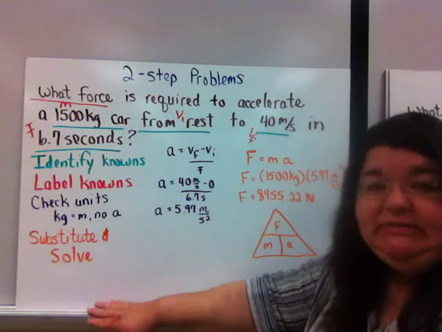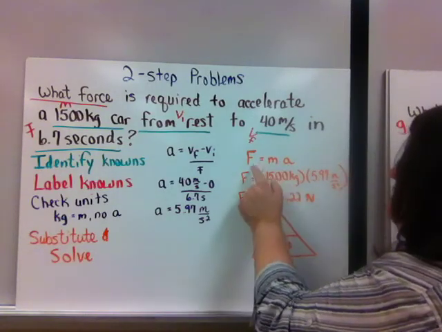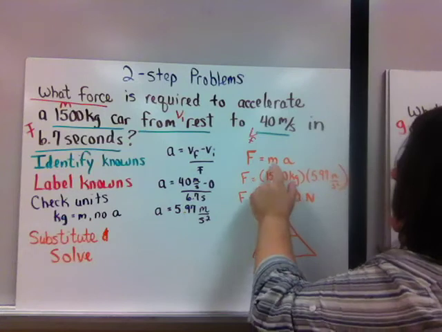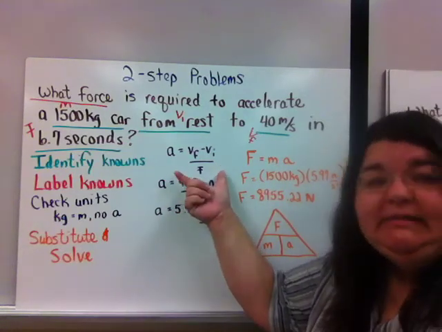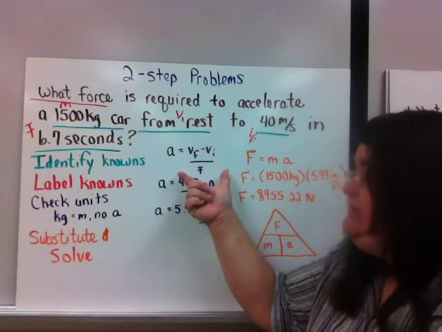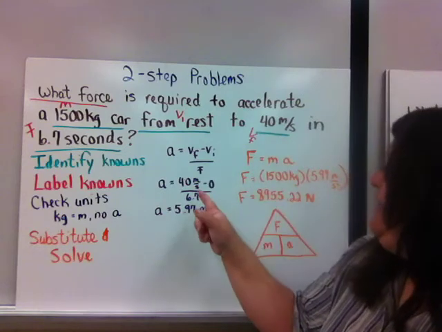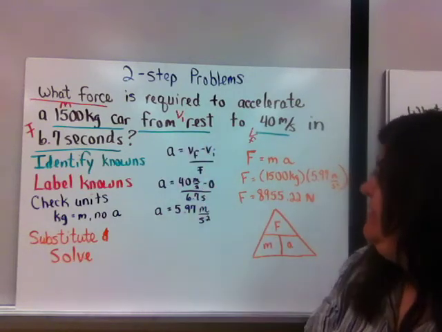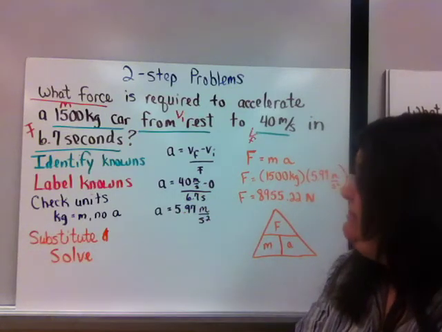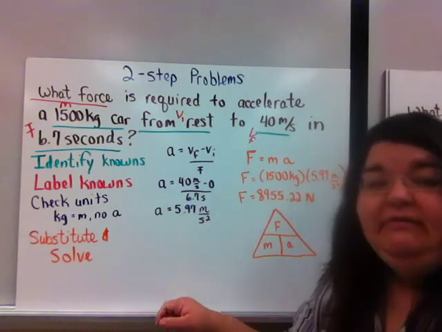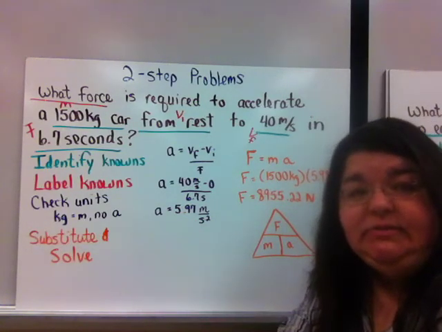Now let's get ready to substitute and solve. The formula for finding force is F equals ma. I have the m, but I need the a. Well, I need to use my acceleration formula first to find it. So I take my final velocity, which is 40, minus my initial, which is 0, divide that difference by the time, which is 6.7. And when I do 40 divided by 6.7, I get 5.97 meters per second squared.